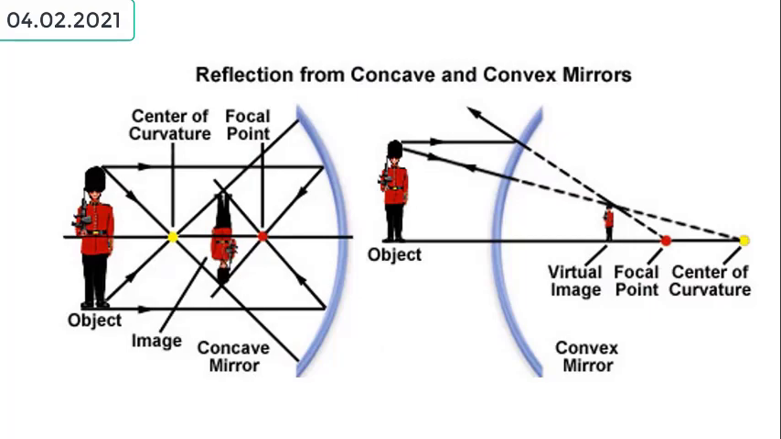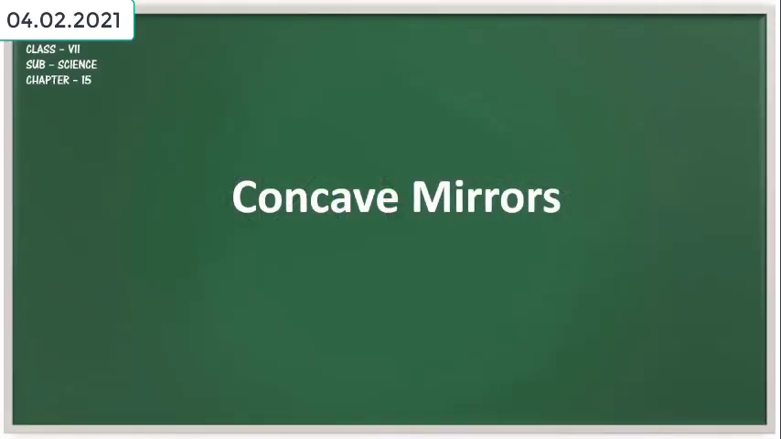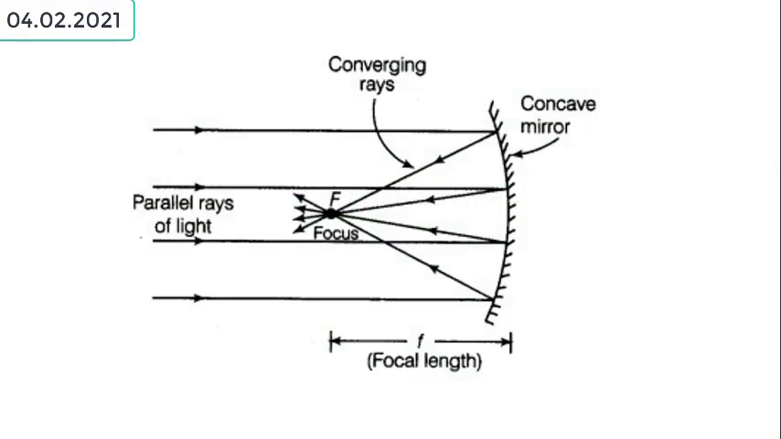Now, concave mirror or converging mirror. The mirror whose reflecting surface is concave, which means it is bent in, is called a concave mirror. The concave mirror reflects the parallel rays of light in such a way that after reflection all the rays converge or meet at one point called the focus in front of the mirror. Since a concave mirror converges a beam of parallel light rays, therefore a concave mirror is also known as a converging mirror.